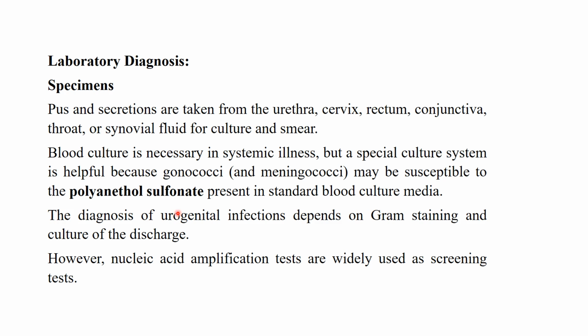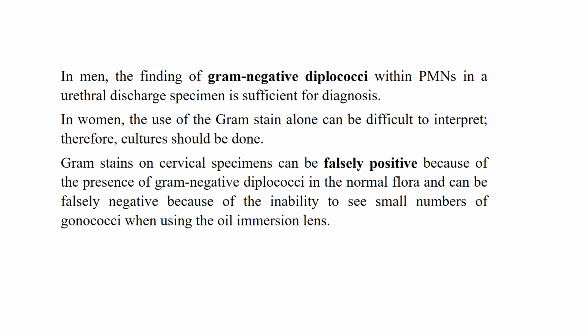The diagnosis of urogenital infection depends on gram staining and culture of the discharge. However, nucleic acid amplification tests are widely used as a screening test. In men, the finding of gram-negative diplococci within the polymorphonuclear neutrophils in a urethral discharge specimen is sufficient for diagnosis. In women, the use of gram stain alone can be difficult to interpret. Therefore, culture should be done.